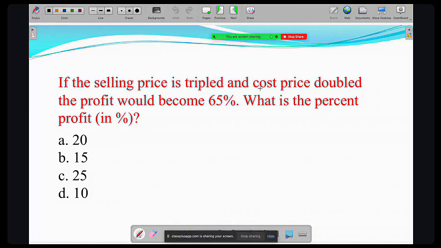Okay. Last class we discussed profit and loss. So next topic, that same topic continuation. See this question. Read this question and I will solve.